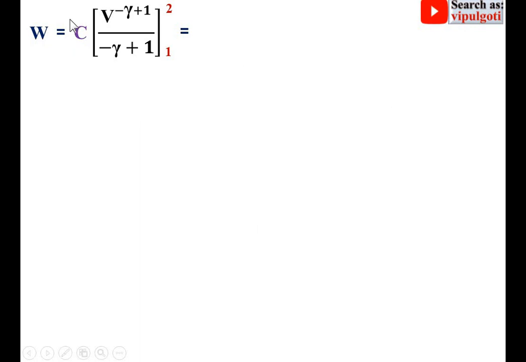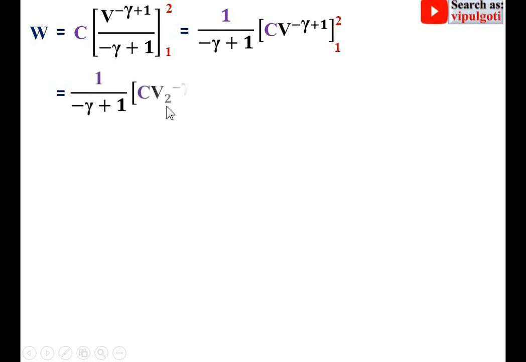Now further simplification. So 1 upon minus gamma plus 1 as it is. And I can take C inside of this bracket, so it is C V raised to minus gamma plus 1, limit as it is 1 to 2. Now this is as it is, 1 upon minus gamma plus 1. Now put the upper limit first, so it is C V2 raised to minus gamma plus 1 minus lower limit, that is C V1 raised to minus gamma plus 1.